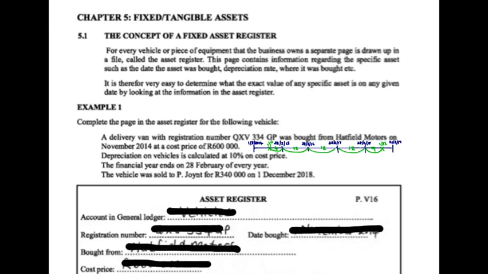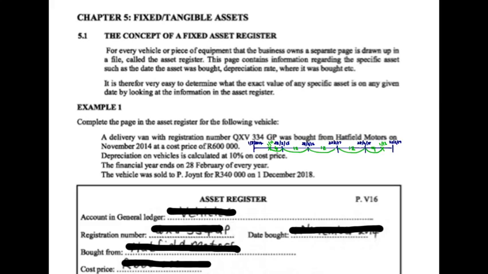Chapter number 5, Fixed and Tangible Assets. In this chapter we will regard all the possible changes or movements regarding fixed assets. So we're going to start with the first concept, and that is the concept of an asset register.